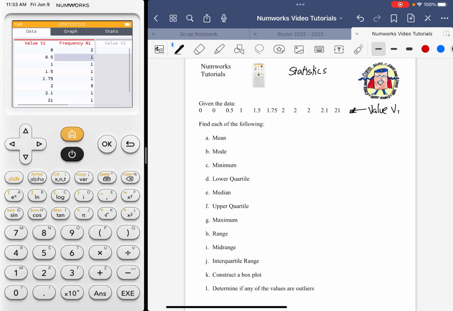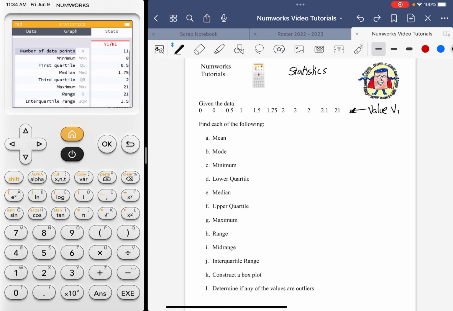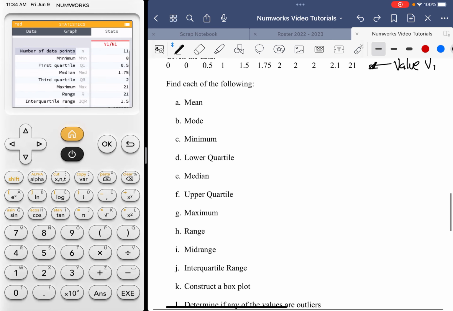So 2, 3, 4, 5, 6, 9, 10, 11. 4, 5, 6, 7, 8, 9, 10, 11. Good. So then up to stats. And we're going to pull out the mean.